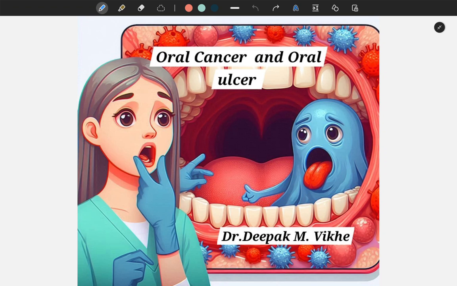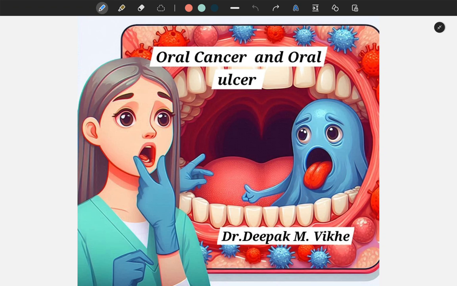They think that this is an oral ulcer, but after wasting a lot of days, when the patient visits the dentist or practitioner and they see intraorally in the mouth, they detect that it is not an oral ulcer, that the oral ulcer has been converted into oral cancer. So we should have a basic idea of the difference between oral cancer and oral ulcer.